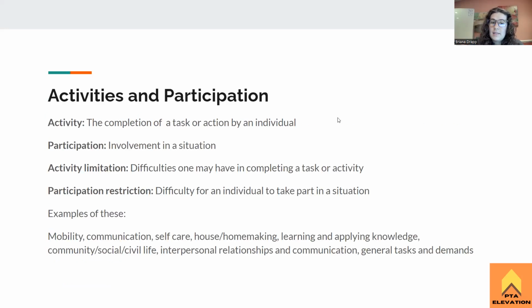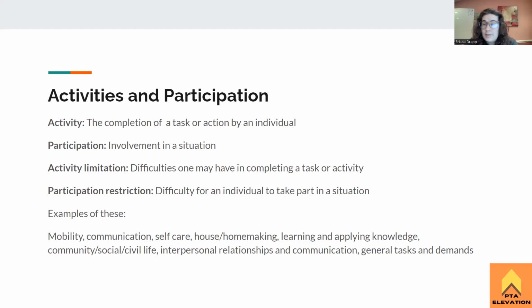Activities and participation. An activity is the completion of a task or action by an individual. So the activity could be stepping up on a step. That is the activity. The participation is involvement in a situation. Let's say we need to step up on the step to go to the party. So participation would be participating in social events, work-related tasks and functions, pretty much anything we do in life, being able to feed yourself, toileting, bathing, dressing yourself, and so on. This is participation in some sort of situation.